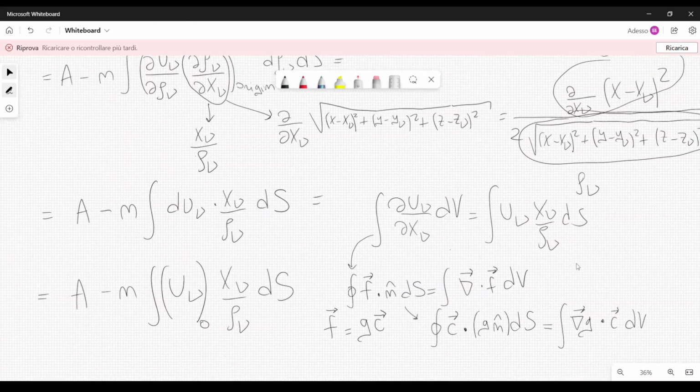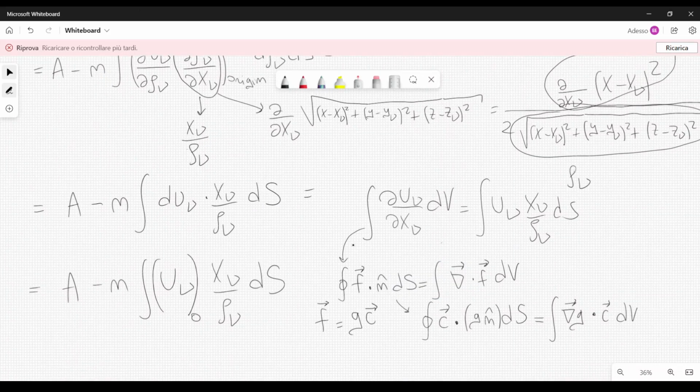But what does this imply? This implies that the integral over the surface of g n ds is equal to the integral of the gradient of g dV. And this is exactly this formula up here. So let me cancel this, because the normal in this case will be only the x component of the normal. So we are interested in taking the x component of this relation.